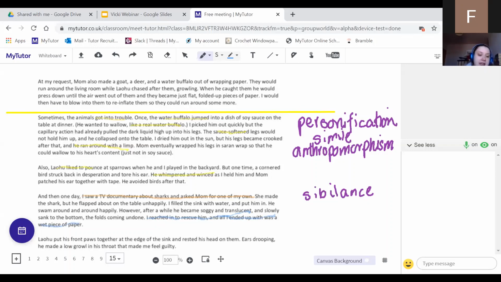"Leo put his front paws together at the edge of the sink and rested his head on them. Ears drooping, he made a low growl in his throat that made him feel guilty." So let's go for paws together on the edge of the sink. It's almost like he's having Leo grieve for the loss of this shark. I mean, it's a piece of paper, isn't it? So it was never alive in the first place, but to the narrator it was. So he's manifesting his own ideas of loss and grief that he thinks is appropriate to losing this friend that his mum has created, by having Leo grieve in a physical way. So I think that's a really nice one there.